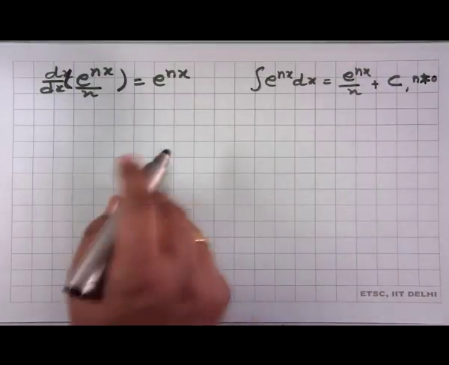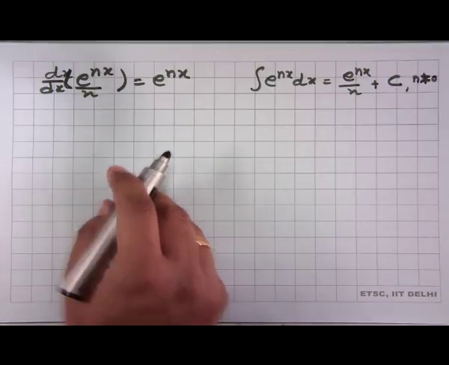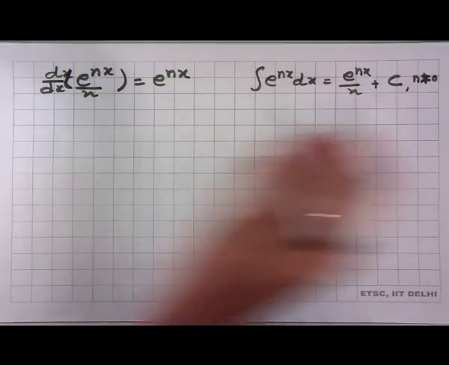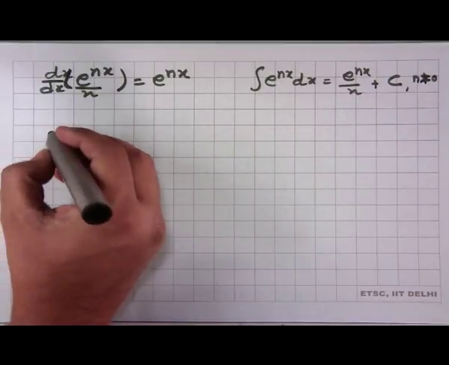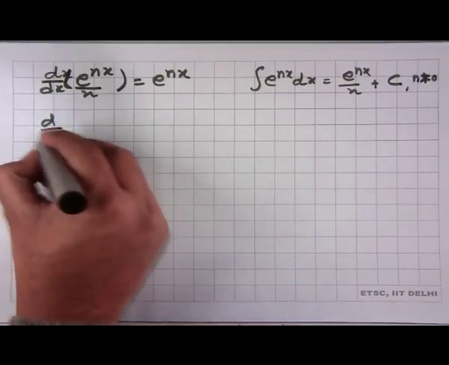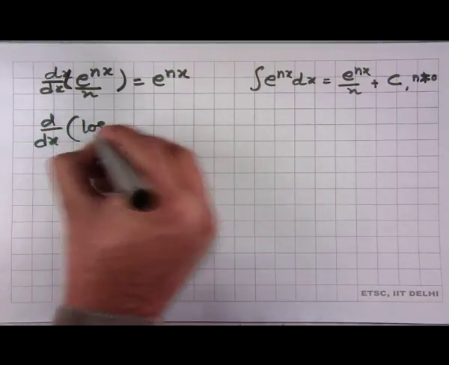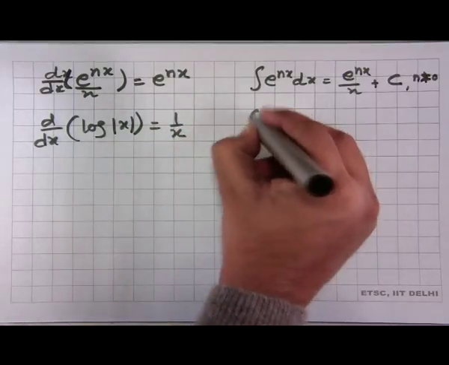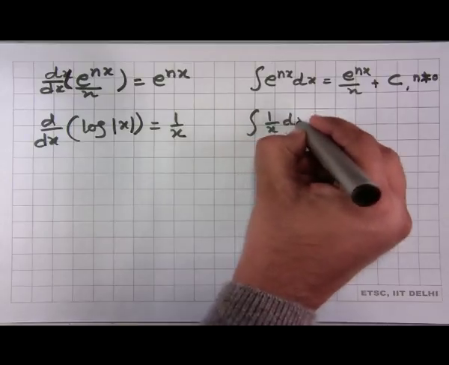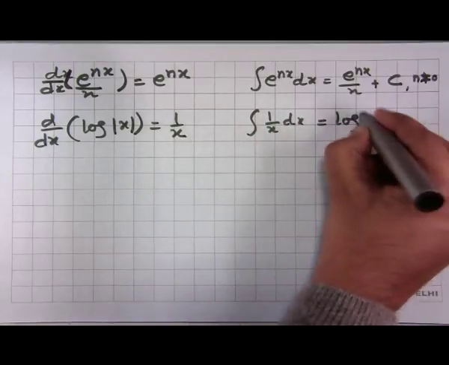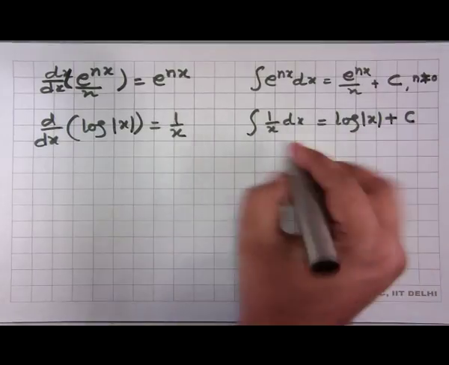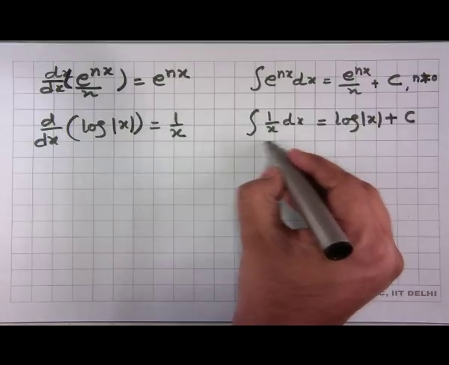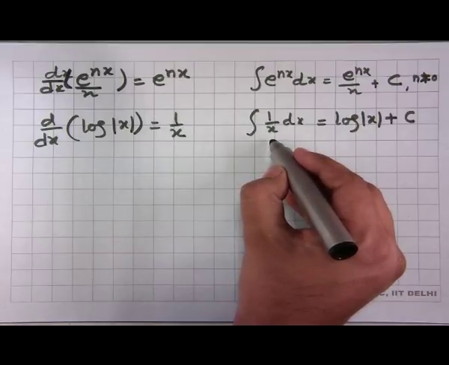The same is true for n negative as well, because as n becomes 0 here, this function will become 1, and we already know the integral for 1 dx, and we also know the d by dx for log of mod x, that is 1 by x, and therefore, integral of 1 by x dx will be written as log of mod x plus constant. So, this case which when we are discussing for x raised to power n not equals to minus 1.